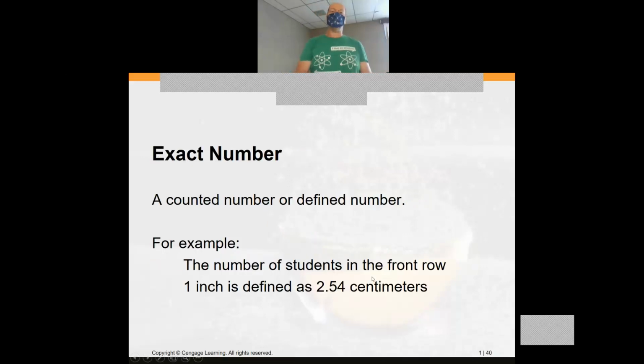You have to know an exact number. If you can count it, if you see, okay, I have three of them, yes, obviously I have three of them. That is an exact number. Any conversion factor, 1 inch is 2.54 centimeters, any conversion factor is an exact number and will not determine the number of sig figs that you give in the question.